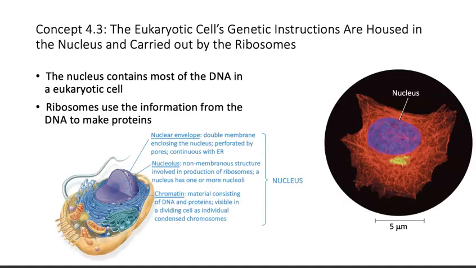So the genetic instructions in a eukaryotic cell, in other words, the DNA, are kept in the nucleus. We say they're housed in the nucleus. And the instructions are actually carried out by the ribosome. So you can think about the ribosomes as the workers in the plant, and the nucleus is kind of like the director or the boss.